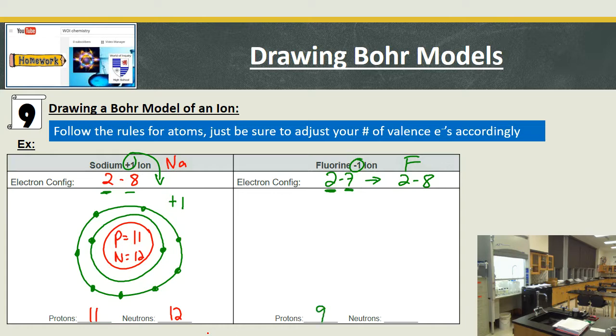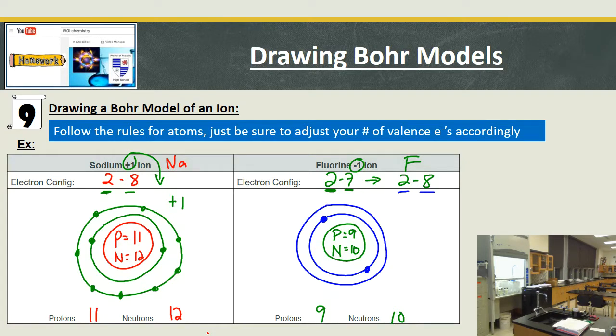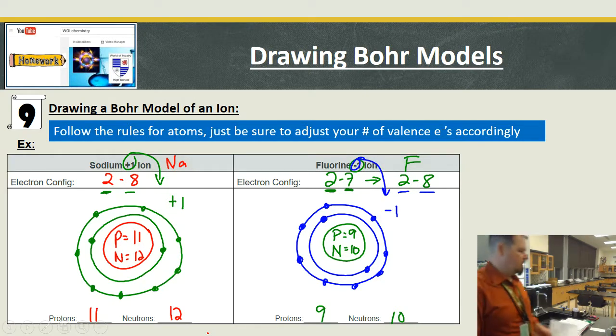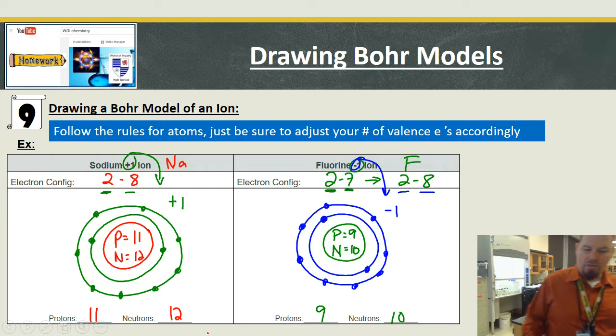Fluorine's protons is 9. Neutrons is still 10. That doesn't change. So let me draw my nucleus. 9 and 10. And there's my nucleus. I'm going to draw now 2 rings. 1, 2. First ring has 2 electrons. Second ring has 8. -1 charge. Bring that with me because it's an ion. Good? All right, I think I got a few more quick examples.